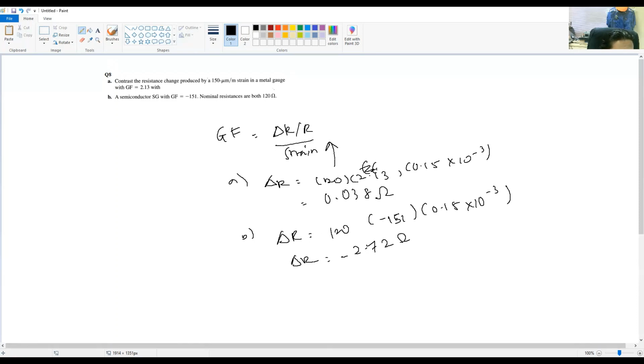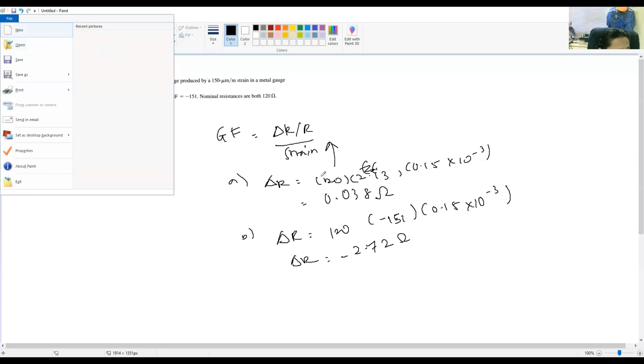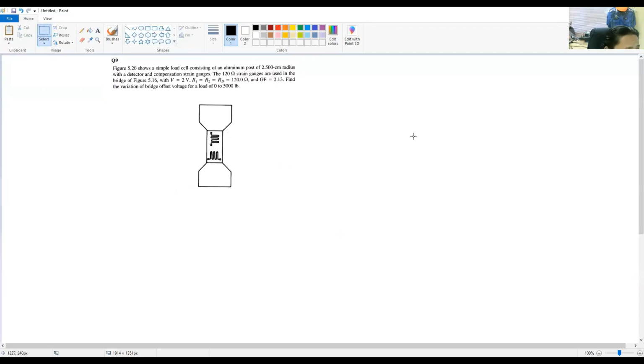Alright, so next we go for question number 9. Okay, so the figure 5.2 shows a simple load cell consisting of an aluminium post of 2.5 cm radius with the detector and compensation strain gauge. The 120 ohms strain gauges are used in the bridge of figure 5.16, where the voltage equals 2 volts, and R1 equals R2 equals RD equals 120 ohms, and the gauge factor is 2.13.